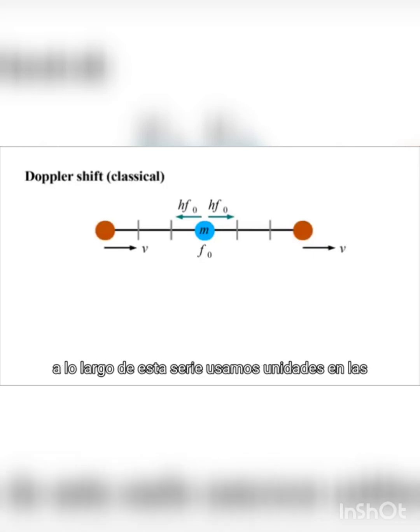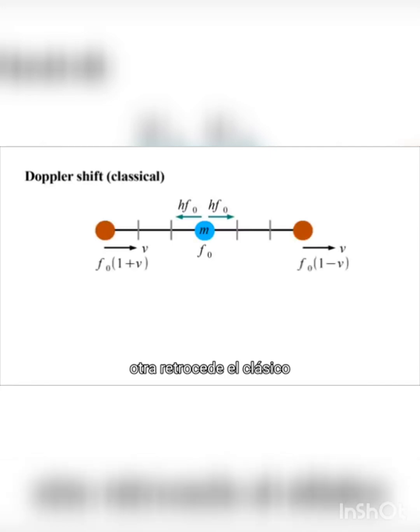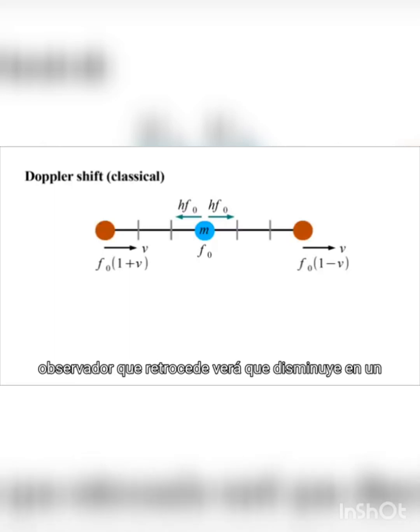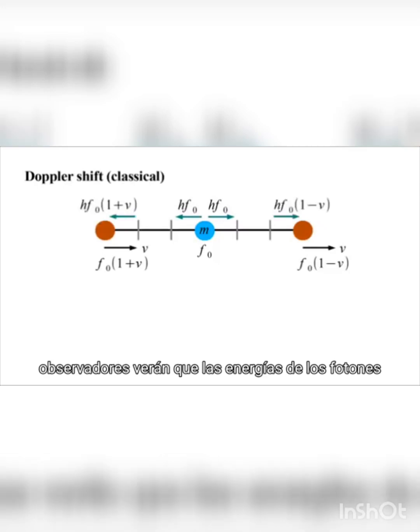As throughout this series, we use units in which the speed of light is 1 light second per second, so v represents the velocity as a fraction of the speed of light. The observers are positioned so that one approaches the source while the other recedes. The classical Doppler effect predicts that the approaching observer will see the frequency increased by a factor of 1 plus v, while the receding observer will see it decreased by a factor of 1 minus v. Accordingly, the observers will see the photon energies increased or decreased by the same factors.